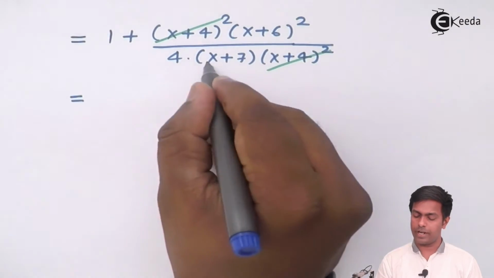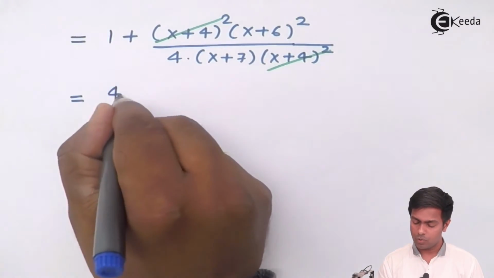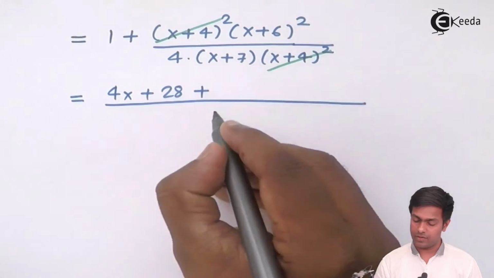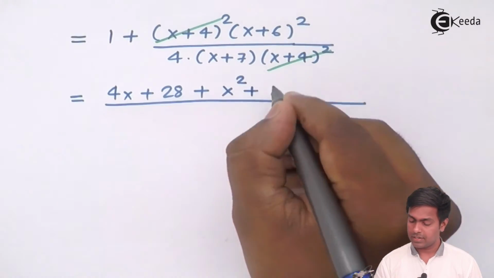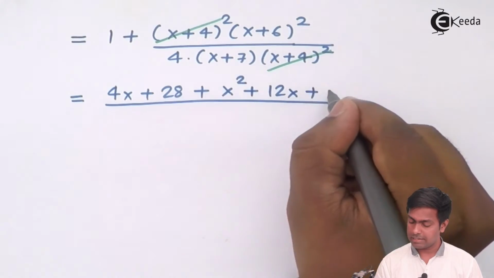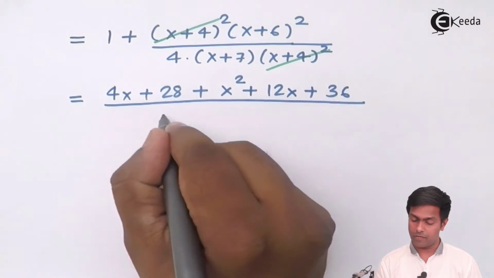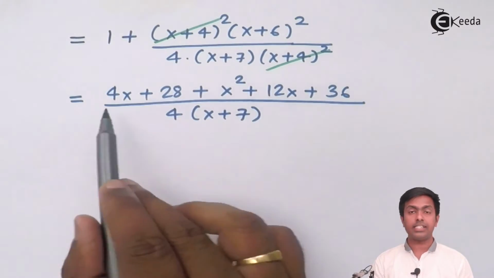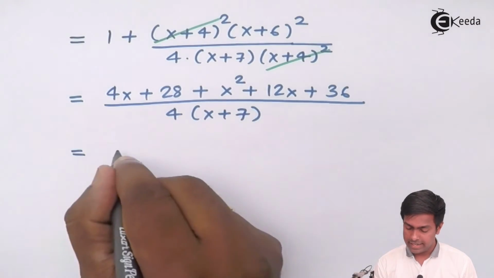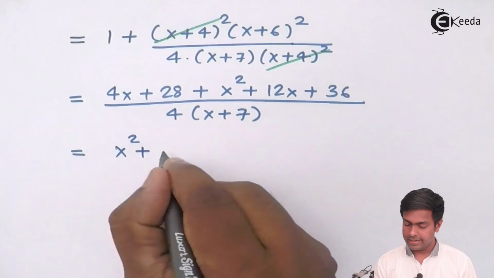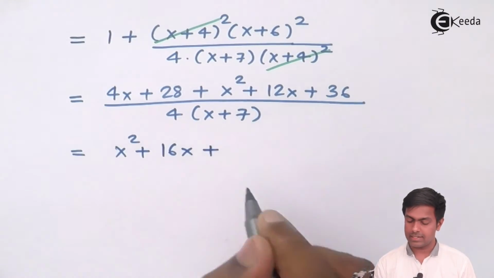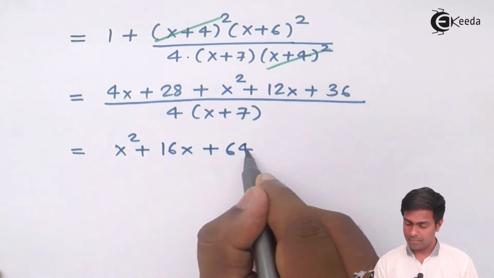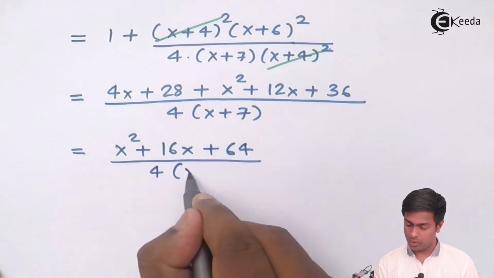multiplication. So this is 4x plus 28, we'll multiply with 1, so 4x plus 28 plus, we'll expand this, which is x square plus 12x plus 36, and in the denominator we have 4 into x plus 7. Now guys, we'll take all these terms together, so we will get x square plus, this is 16x plus, and this one is 28 plus 36, which is 64 upon 4 into x plus 7.